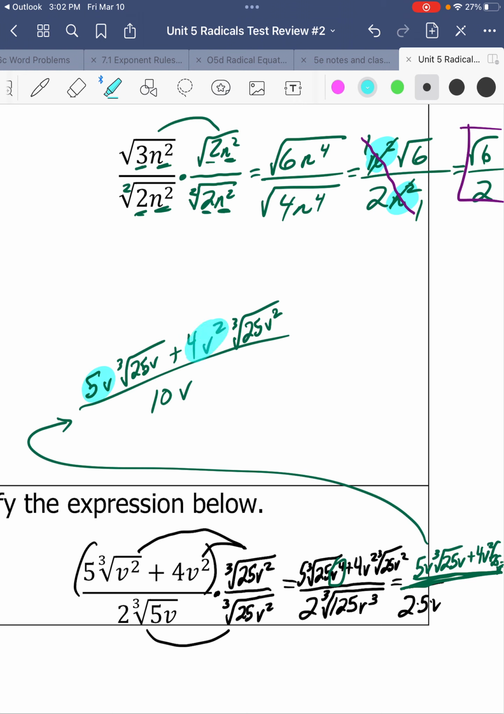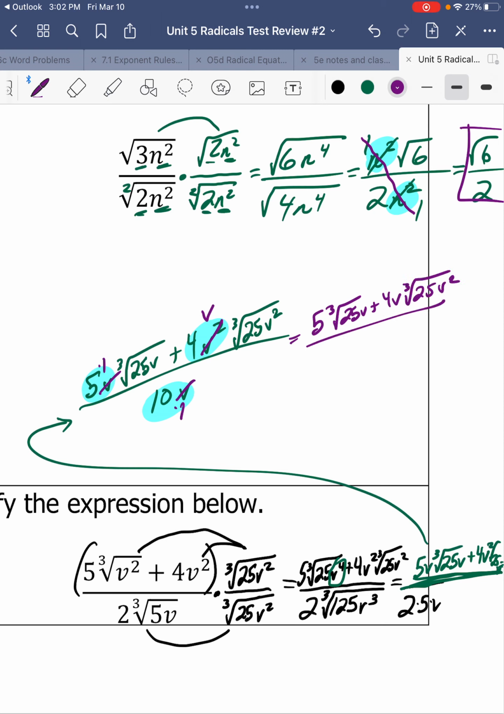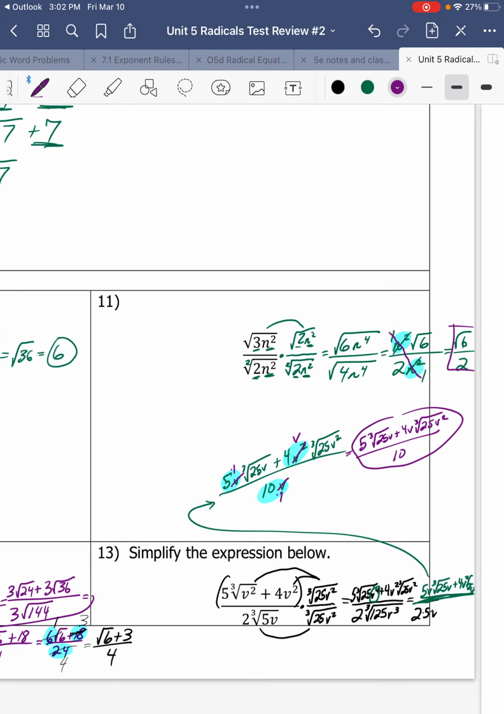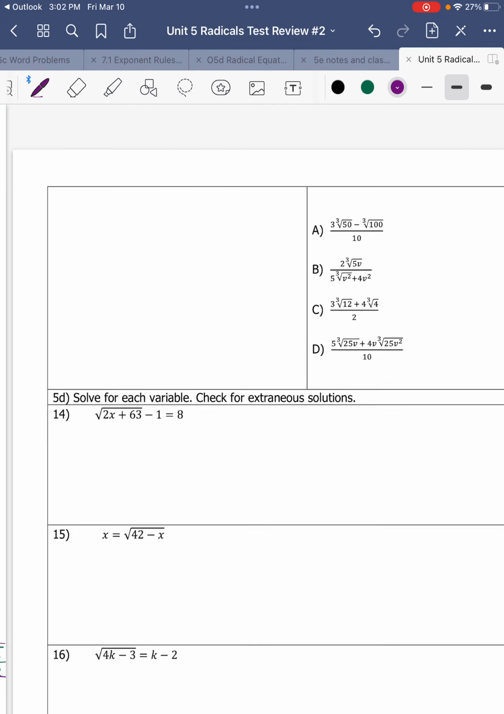Now the last step is to see, can I simplify 5v, 4v squared, and 10v. Is there something I can divide all the terms by? 5, 4, and 10, no, but I have v, I can divide them all by v. Did I do that right? Yes. V divided by v is 1, v squared divided by v is v, v divided by v is 1. So we can put 1s here, and then v times. So what's left is 5 cube root 25v plus 4v cube root 25v squared divided by 10. That's your final answer.